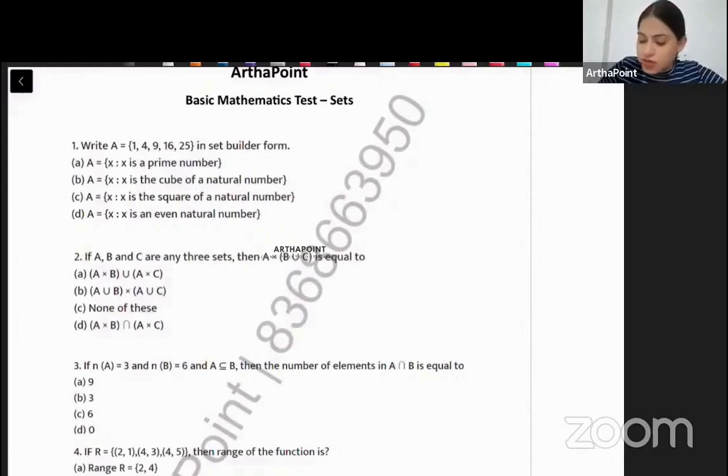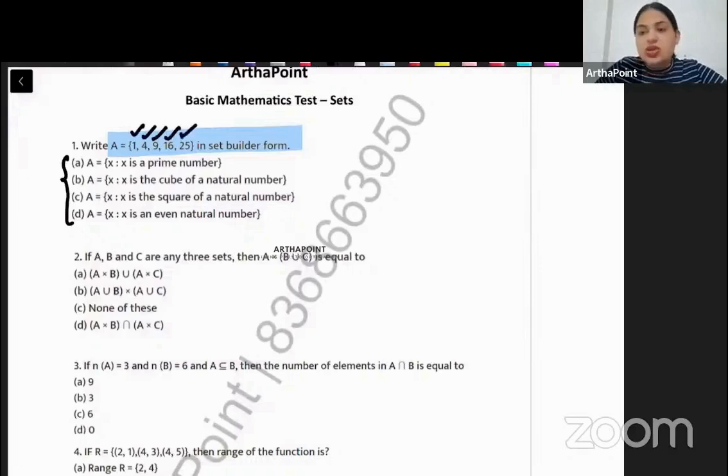Look at the first question, beta. Write A in the set builder format and 4 options are given to you. I am giving you 1 minute to solve this. Quickly try to solve this question on your own. You have A given to you and you have to write this in the set builder format. Just have a look, beta. A is 1, 4, 9, 16, 25.